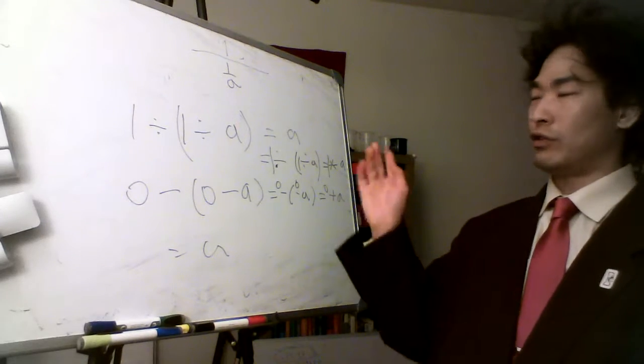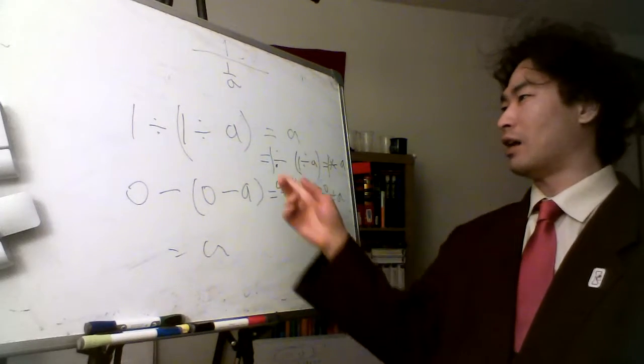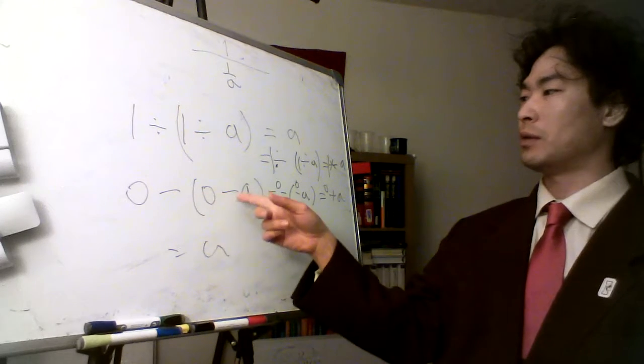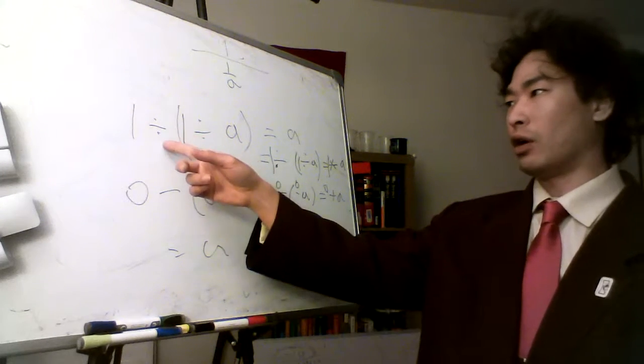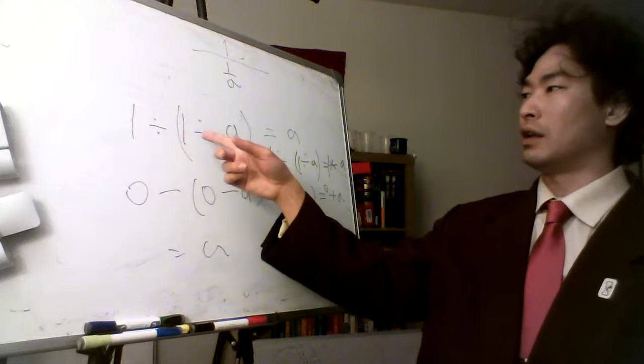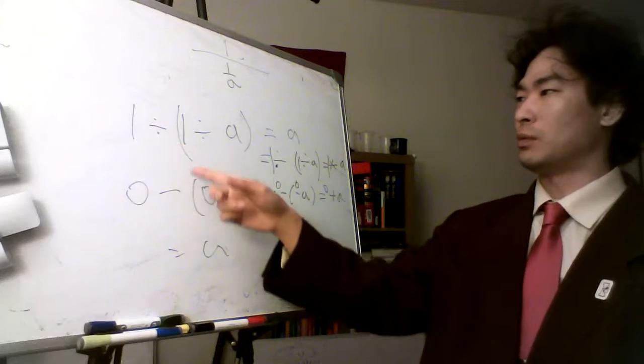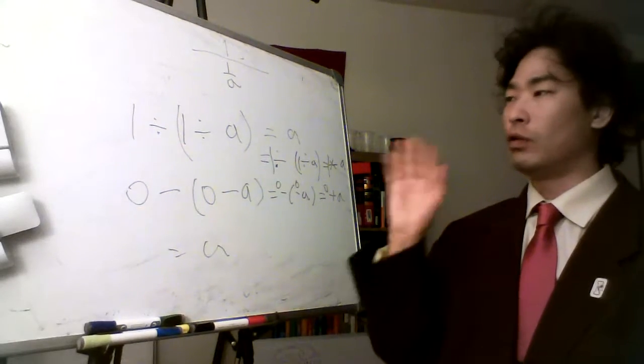So by the way, we'll take a break. We'll find out what's between. Here we have minus 1 multiplied by minus 1. But here, division 1 and multiplied by division A, what's between the two? Is it multiplication or is it something else? We'll get back to that, okay?